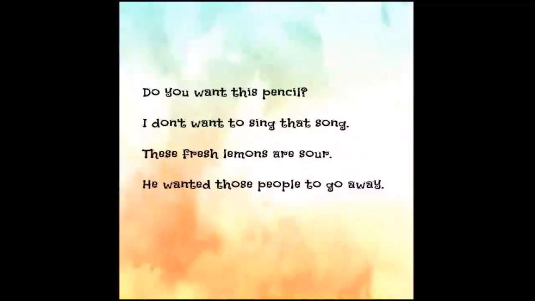Let's see some examples. Do you want this pencil? I don't want to sing that song. These fresh lemons are sour. He wanted those people to go away. This and these refer to items nearby. That and those refer to items far away. This and that are singular, while these and those are plural.